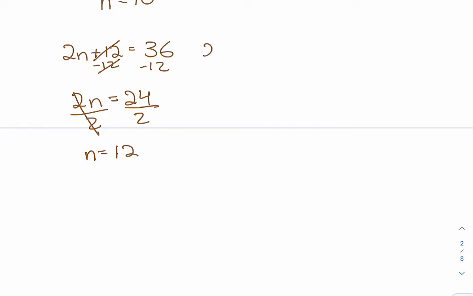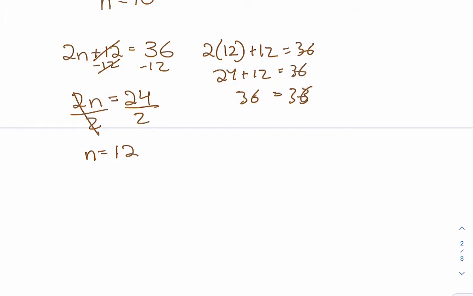Verify this. 2 times 12 plus 12 equals 36. 24 plus 12, that's going to be 36. Okay, there's my verifying. Another one. 4f plus 9.3 equals... sorry about that. Just grabbing my calculator.